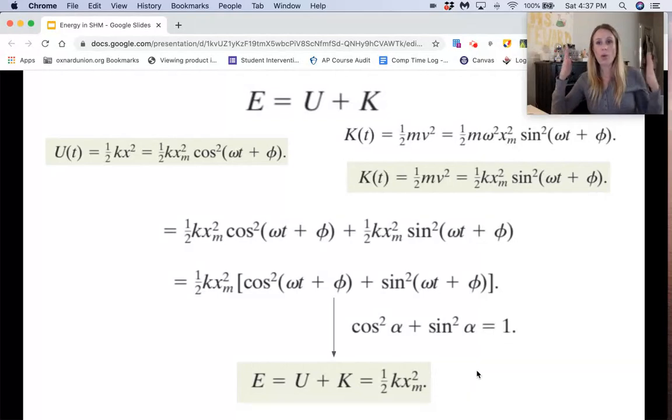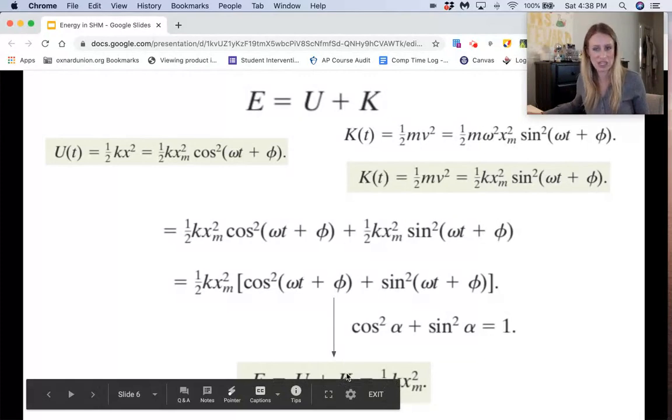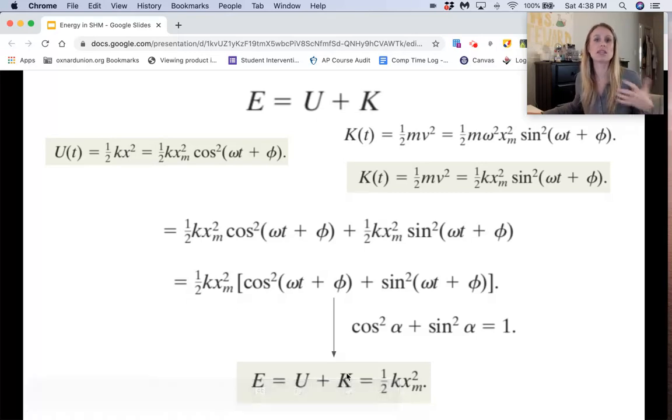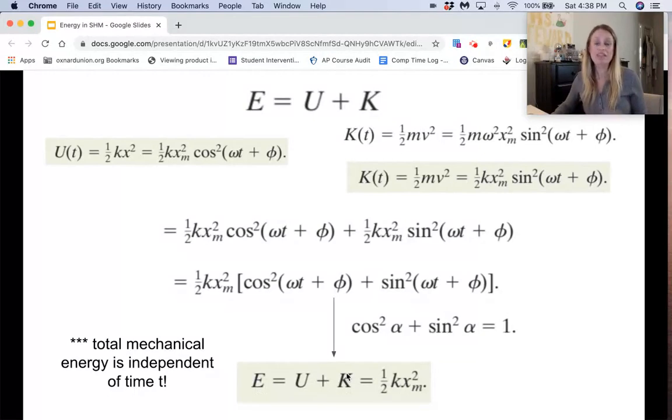And of course, when that block is at the maximum x position or the amplitude position, all of the total energy is in potential energy. So this makes sense to us, right? There's no kinetic energy at that point. So kinetic energy is equal to 0, and therefore total energy is equal to maximum potential energy. This also tells us that total mechanical energy is independent of time t, which is really important, okay? Because we see that there is no time in this equation.